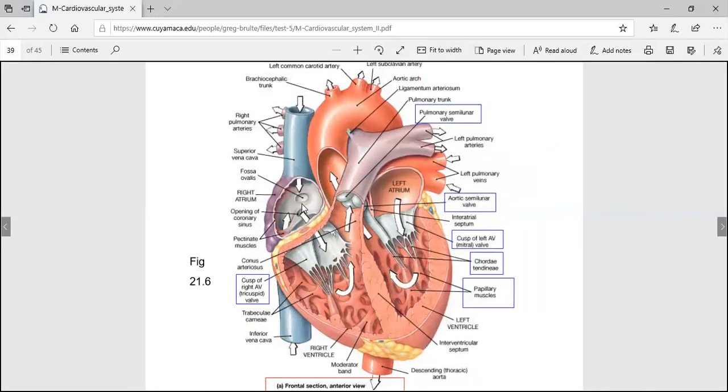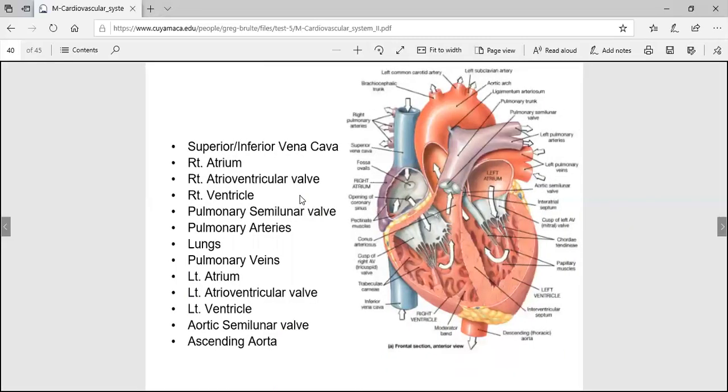So if you're in the right atrium and you could look around, you go, ooh, there's an opening there. That's my superior vena cava. There's an opening below me. That's the inferior vena cava. And behind you would be the opening of the coronary sinus. It's pretty tiny. They drew this kind of in the wrong spot because really it's over here. But that's what used to be the foramen ovale. But now it's just a scar because this is an adult, so they call it the fossa ovalis. But it used to be the foramen ovale.